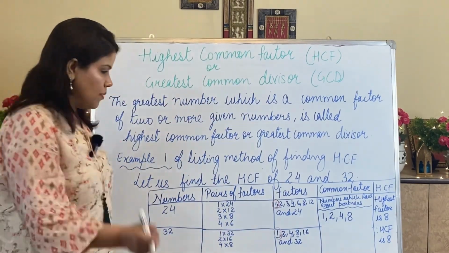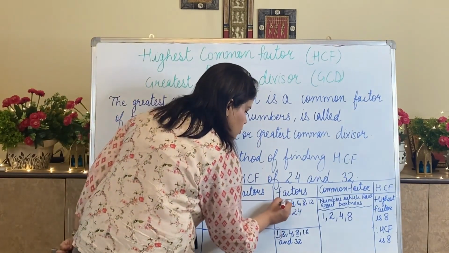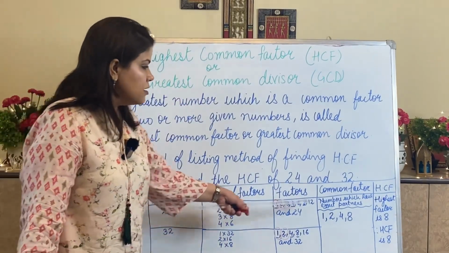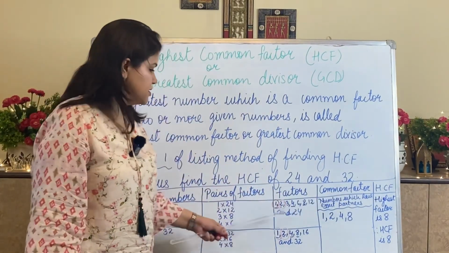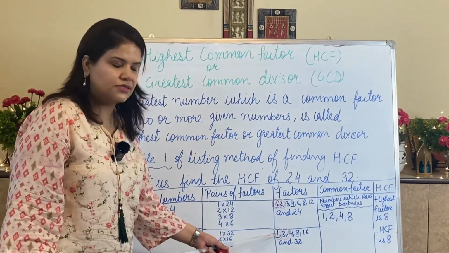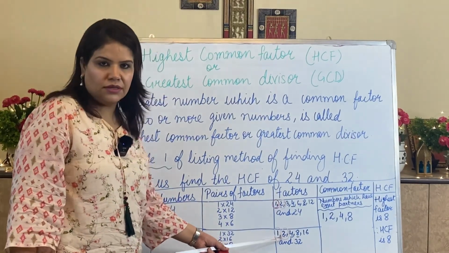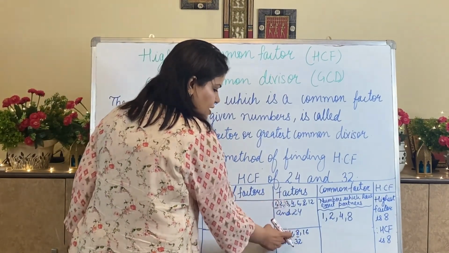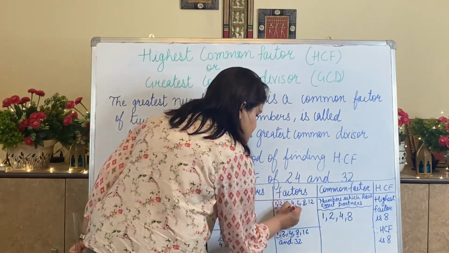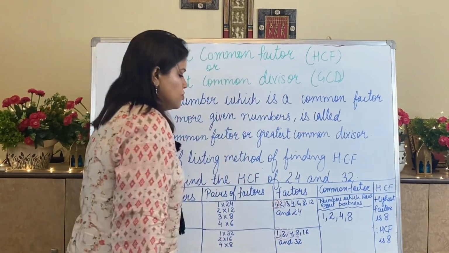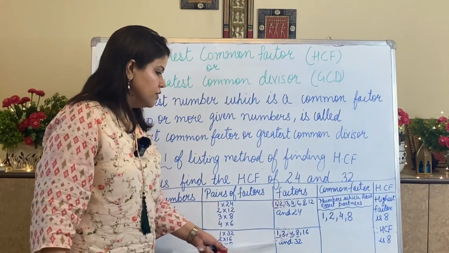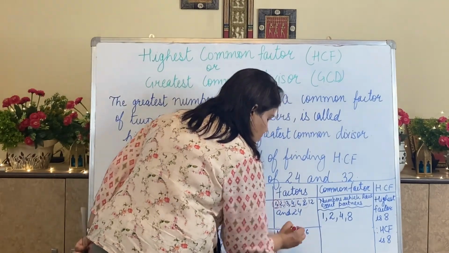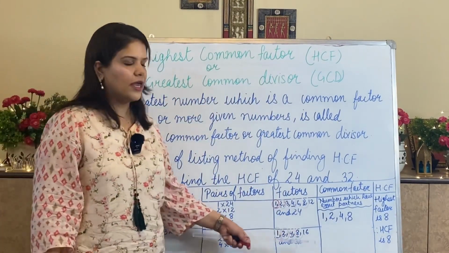I am finding the exact common factors. For this 2, I have 2 here. These are the numbers which have exact partners. 1 has an exact partner in this. 2 has an exact partner in the factors of 32. 3 has no. We don't have 3 here. Do we have 4? Yes, we have 4. So 6, 8, 12. We have 8 also.